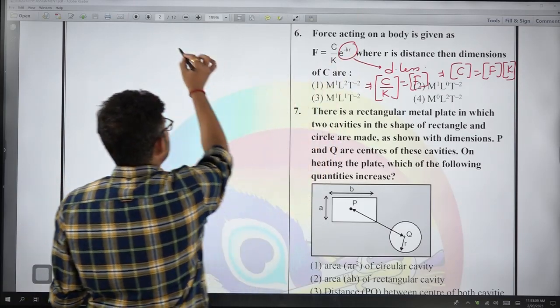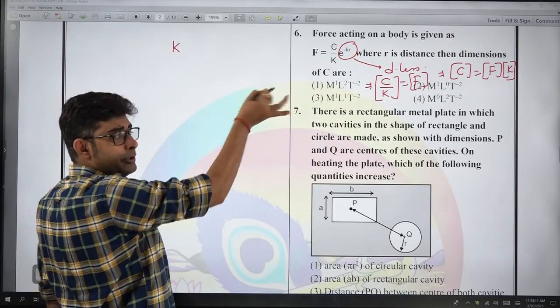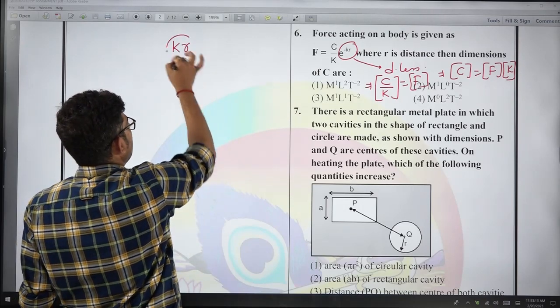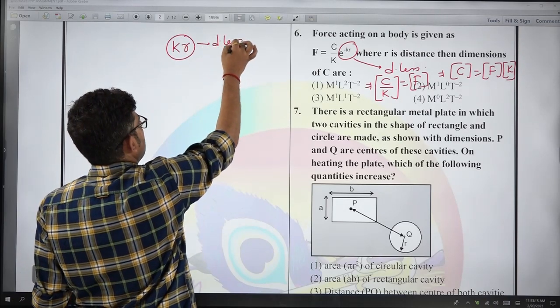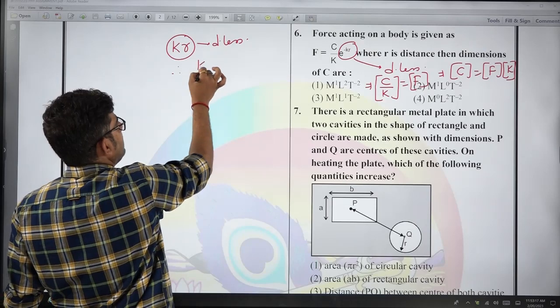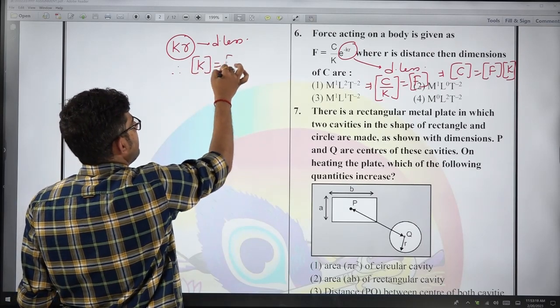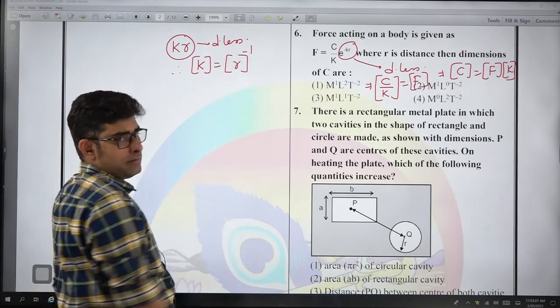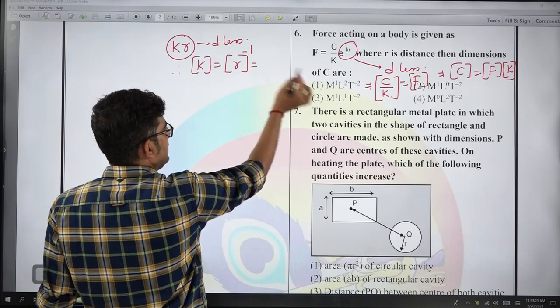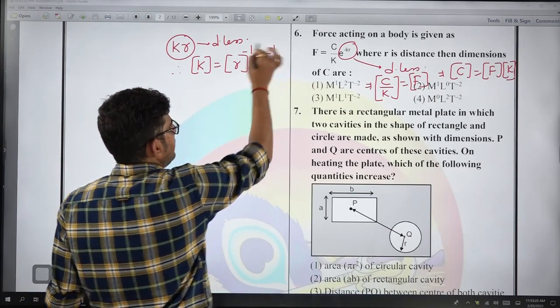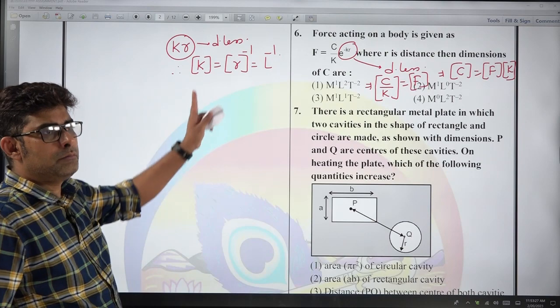Exponents are always dimensionless, so every part of the exponent will be dimensionless, which means KR also will be dimensionless. When the product of two things is dimensionless, their dimensions are reciprocal of each other. So R is distance, that is length, so K will be L to the power minus 1.